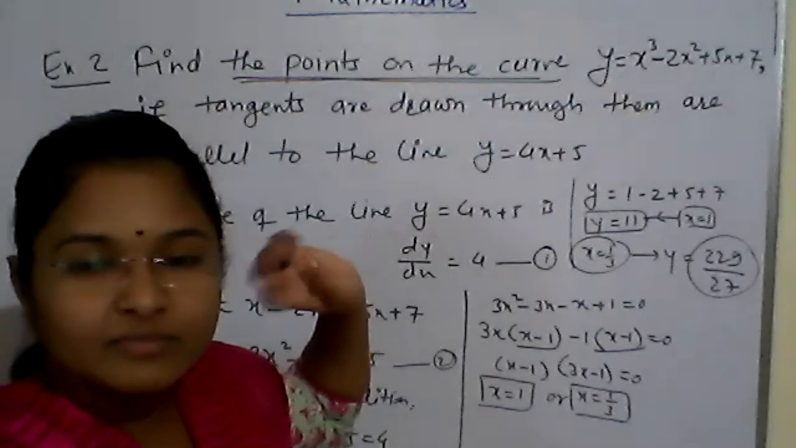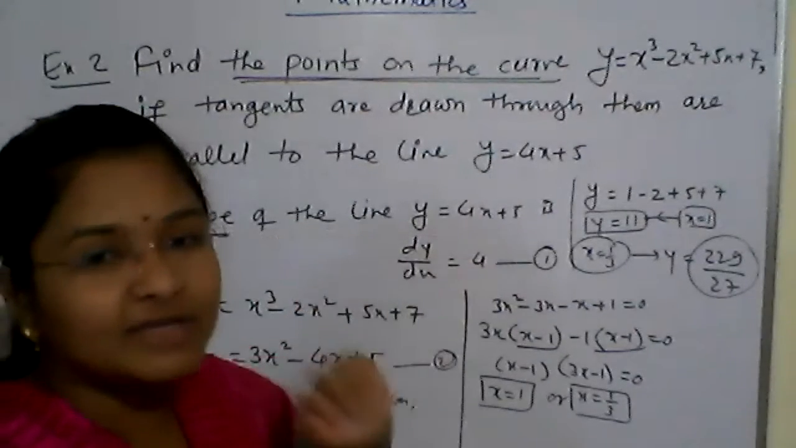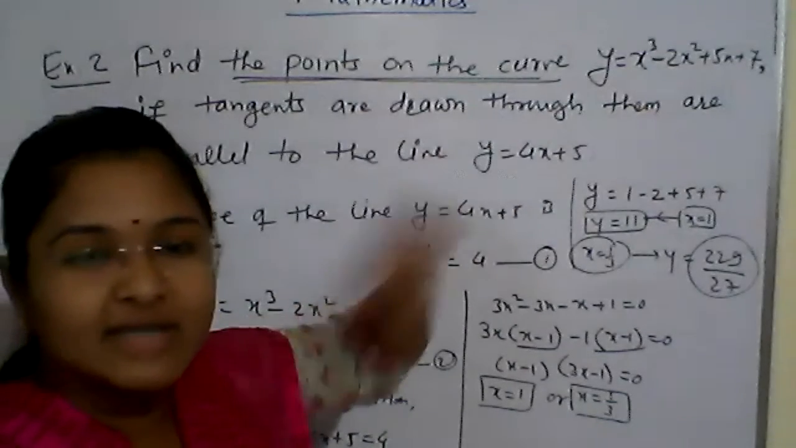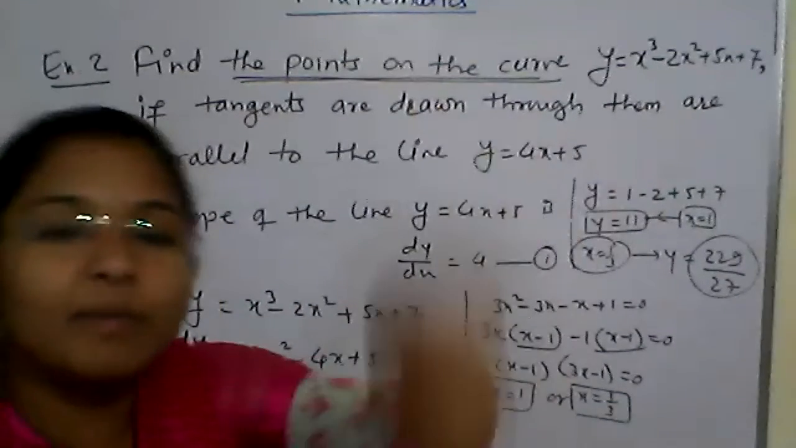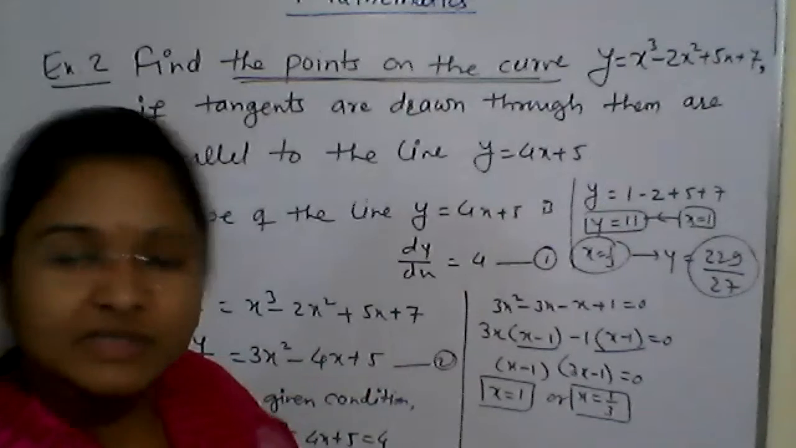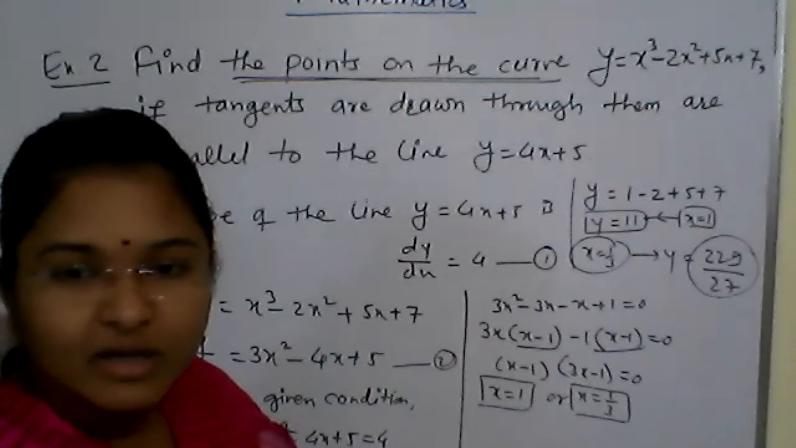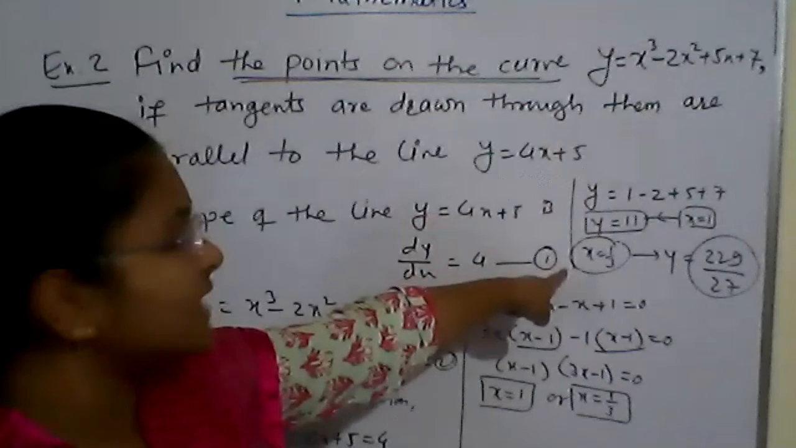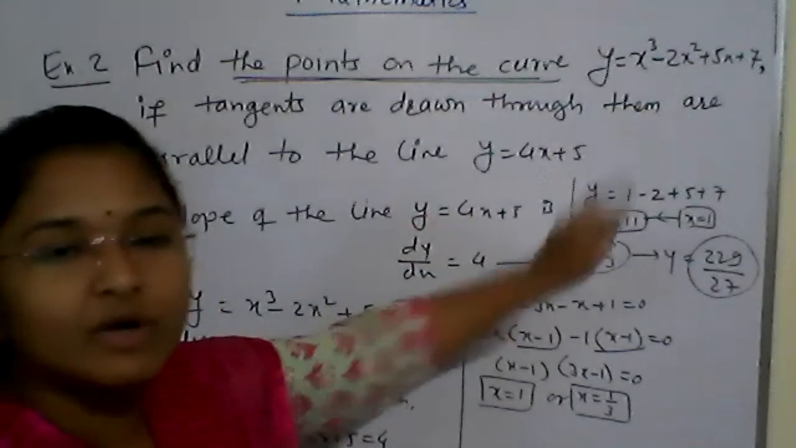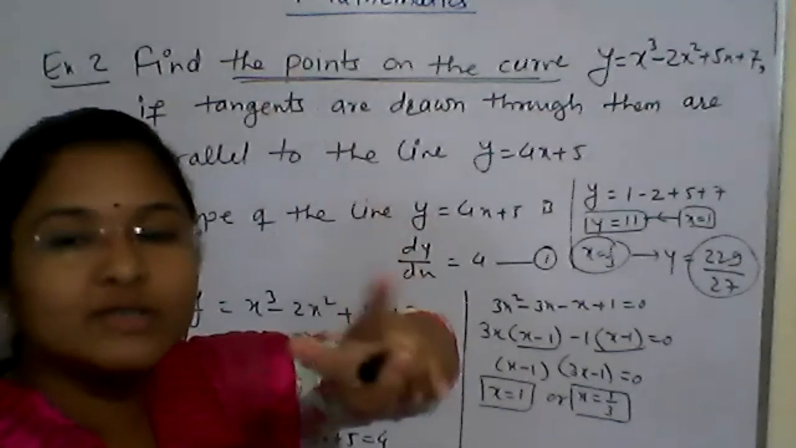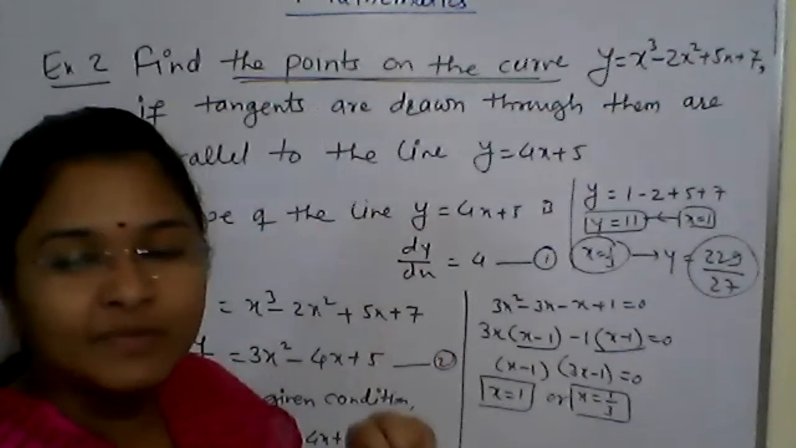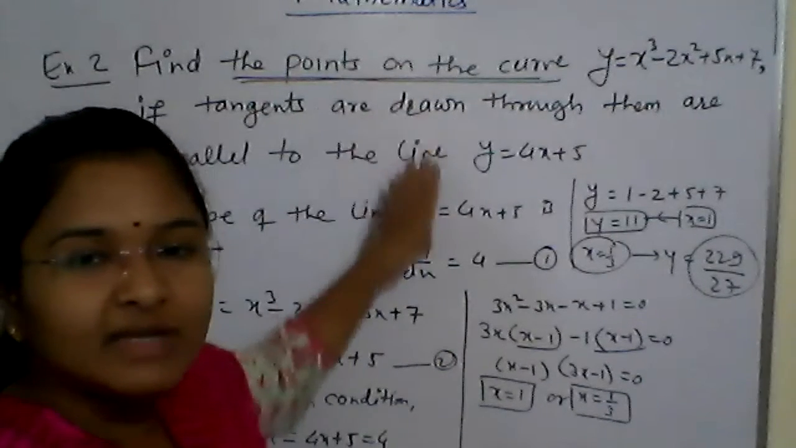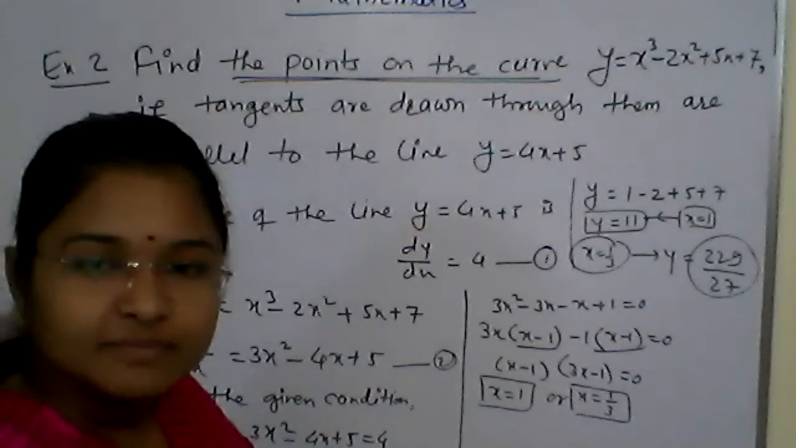We do not have to find points on the line, we have to find points on the curve, from where if we draw a tangent, it will be parallel to the given line. Okay, so substitute in that equation of the curve x equals 1 by 3 and x equals 1. We got two values of y for two values of x. So those will be the required points on the curve which satisfy the given condition. Getting? Yes, ma'am.